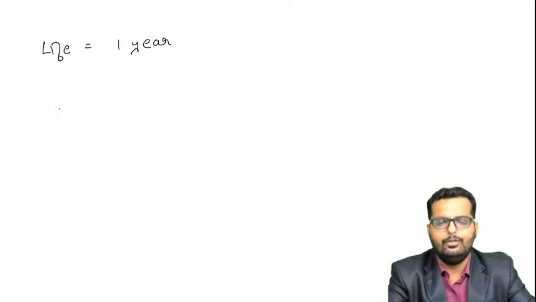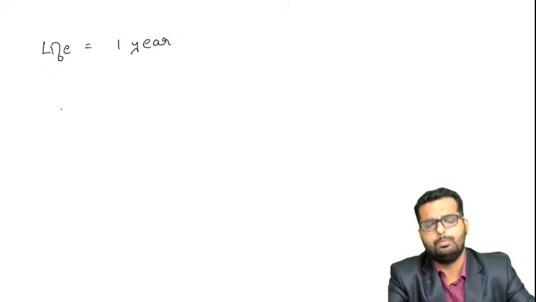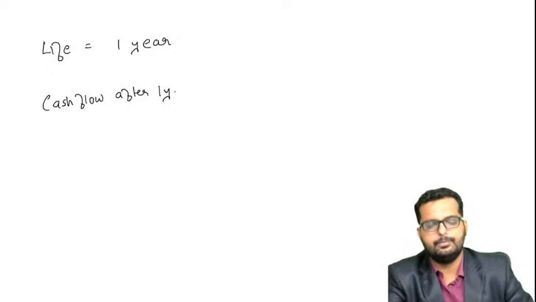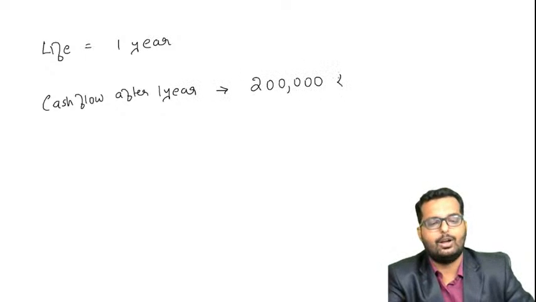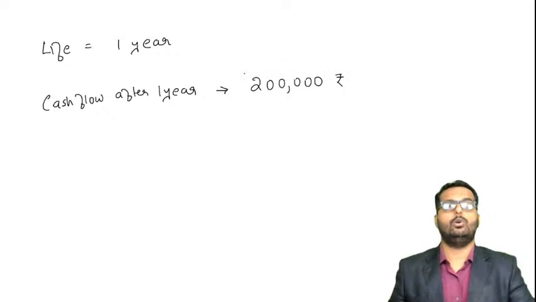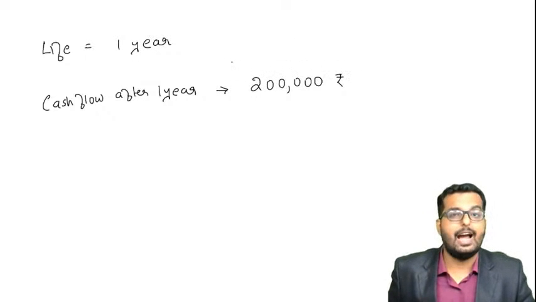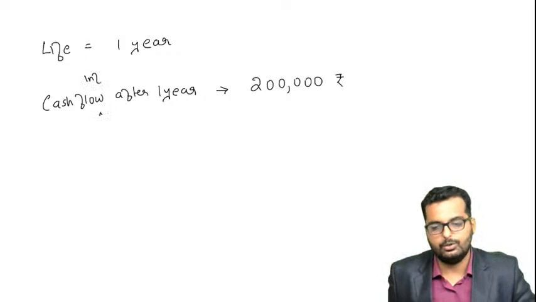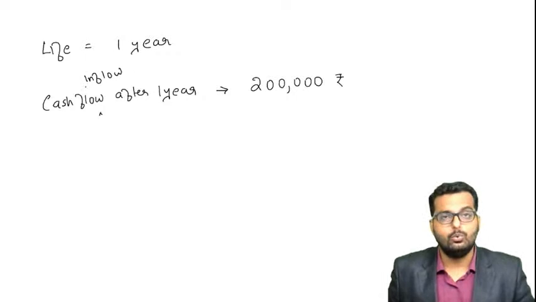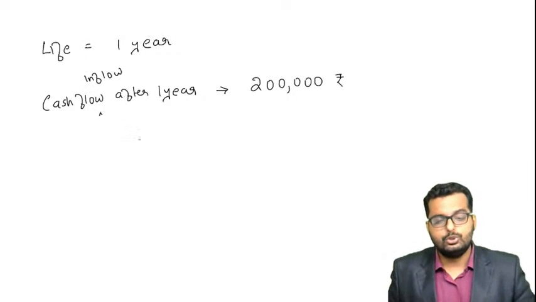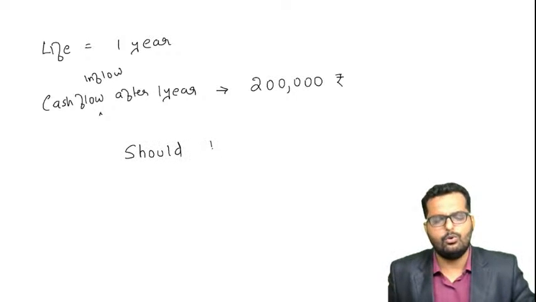So friends, now life is told to be 1 year and the cost is told to be how much? 2 lakh rupees. When he did this calculation, his cash flow after 1 year turned out to be exactly 2 lakh rupees. What is the cost of buying the auto today? 2 lakh. What is the cash inflow after 1 year? 2 lakh. So my question to you is, should he buy the auto, yes or no?